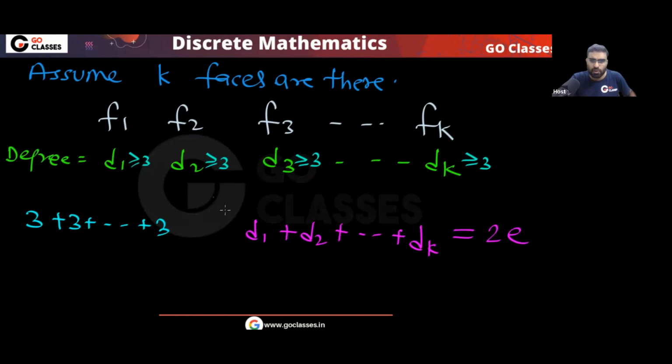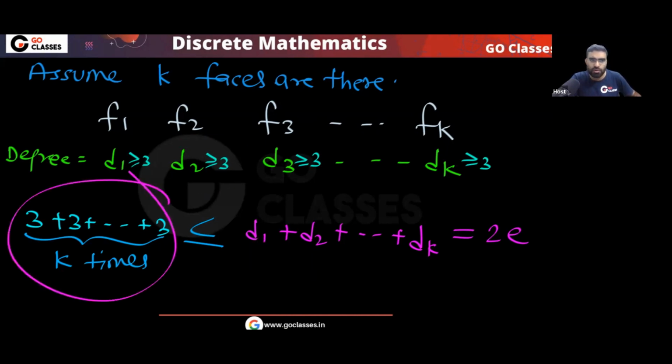And dk is greater than or equal to 3. Every di is greater than or equal to 3. Okay, every di that is greater than or equal to 3. So tell me, if I do this k times, so that will be less than or equal to, yes or no? Very simple point, because every di is greater than or equal to 3. So if I do the summation of all the degrees, that will be greater than or equal to this value.